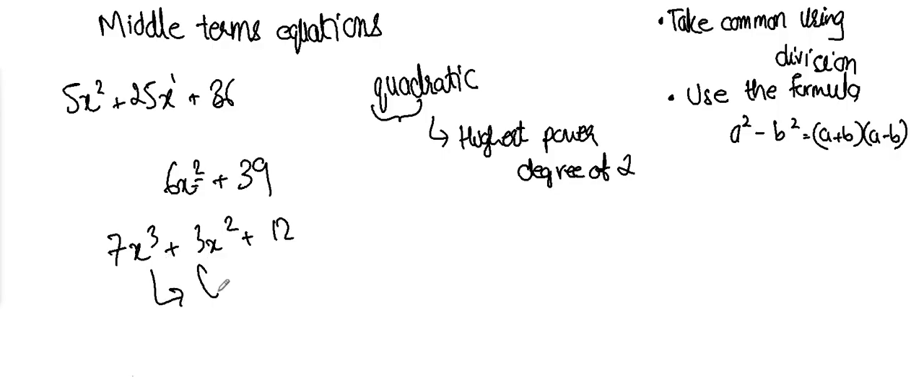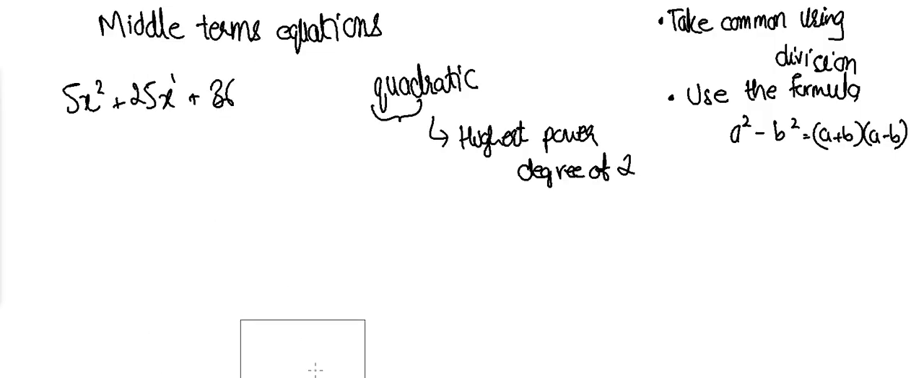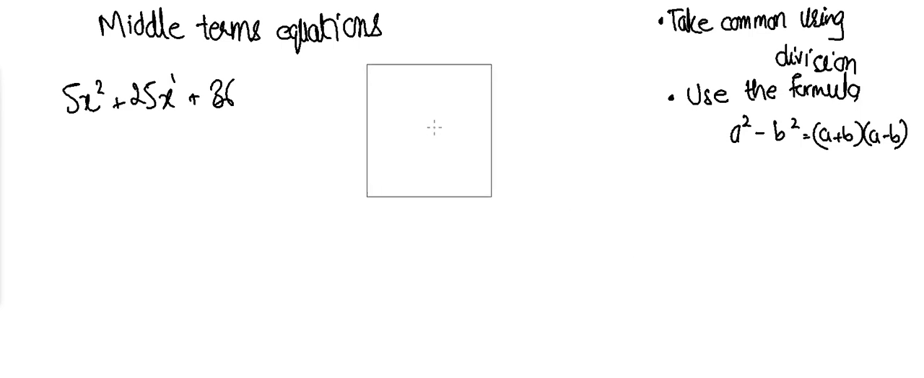And if I say, let's say 6x squared plus 39, so I have x squared. If I have 7x cubed plus 3x squared plus 12, is it a quadratic equation? No, it won't be, because the highest power degree in this case is 3. So this is referred to as a cubic equation. But just leave it right now. We don't need to know what a cubic equation is. Just remember that a quadratic equation is an equation that has a highest power degree of 2. Okay?